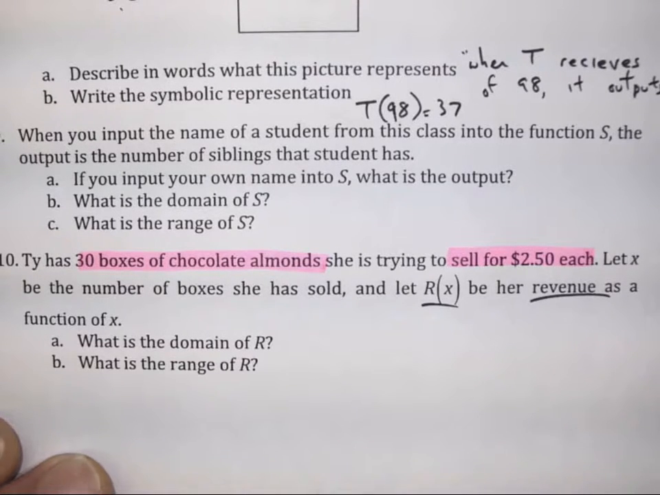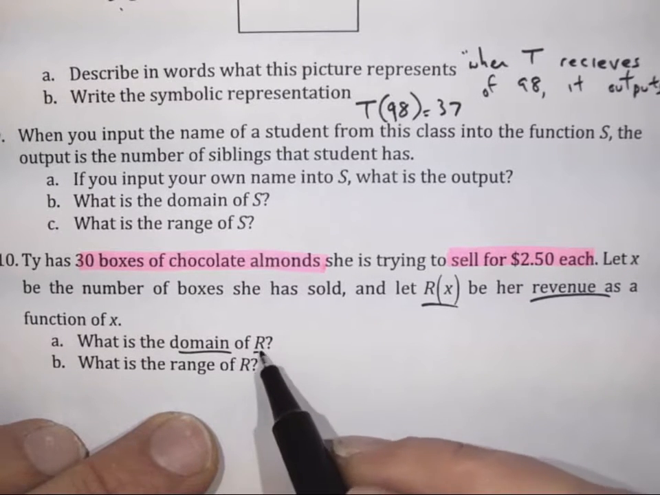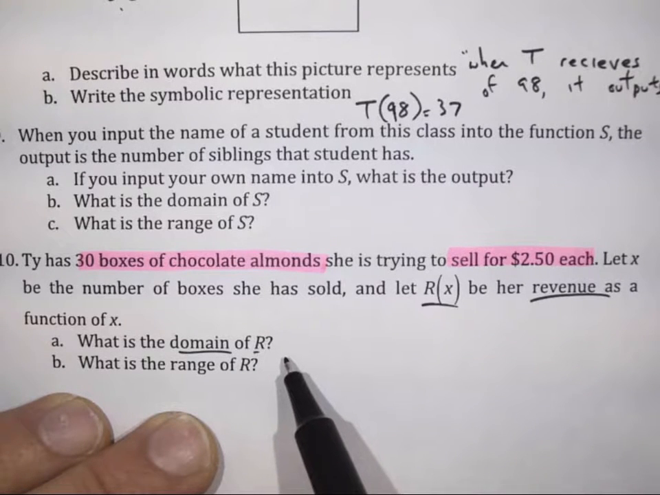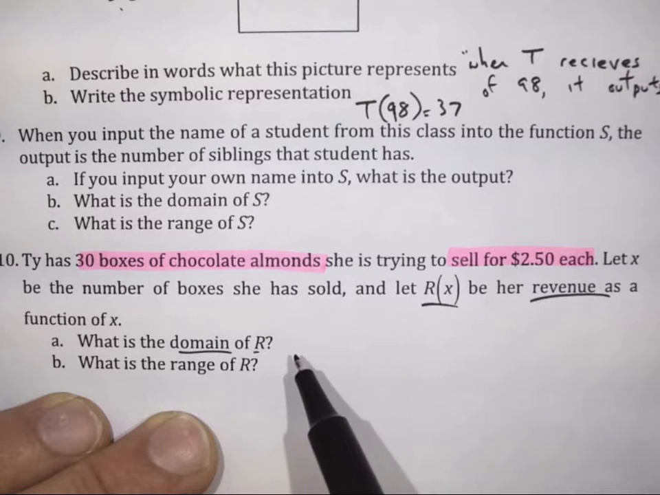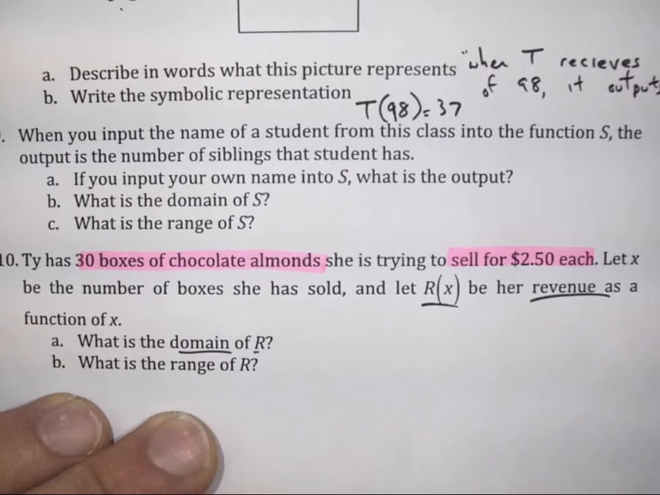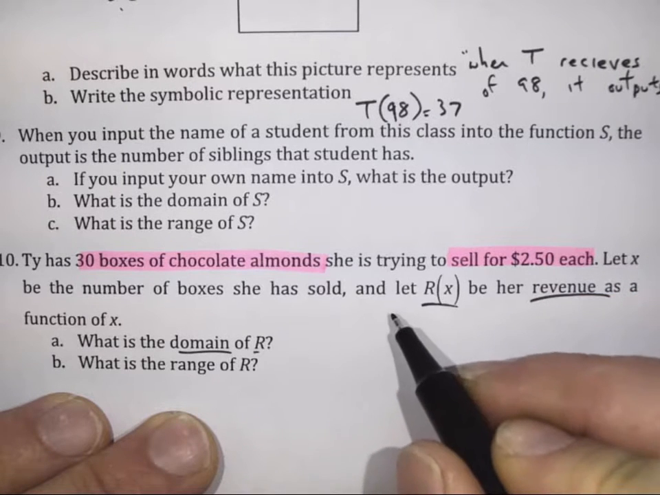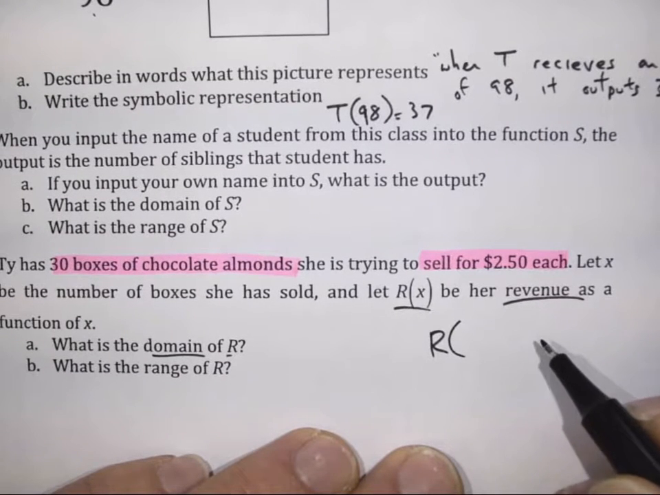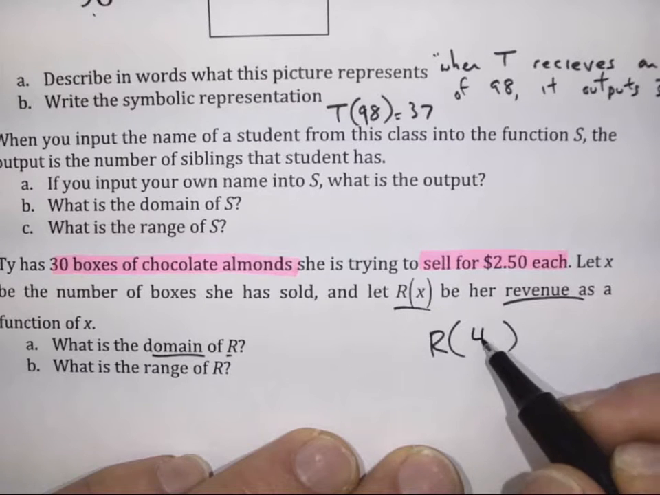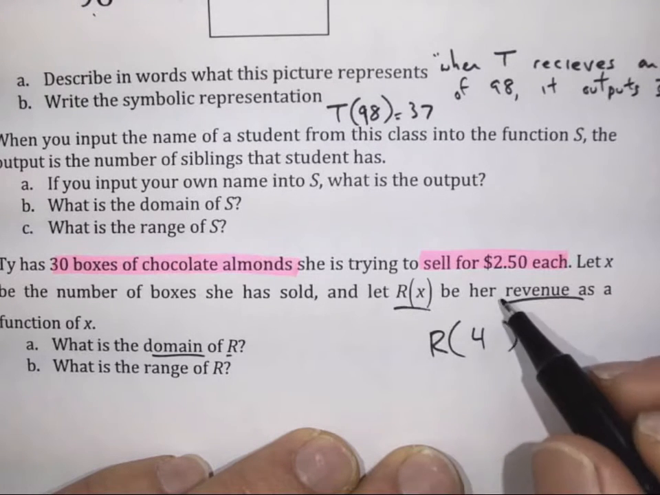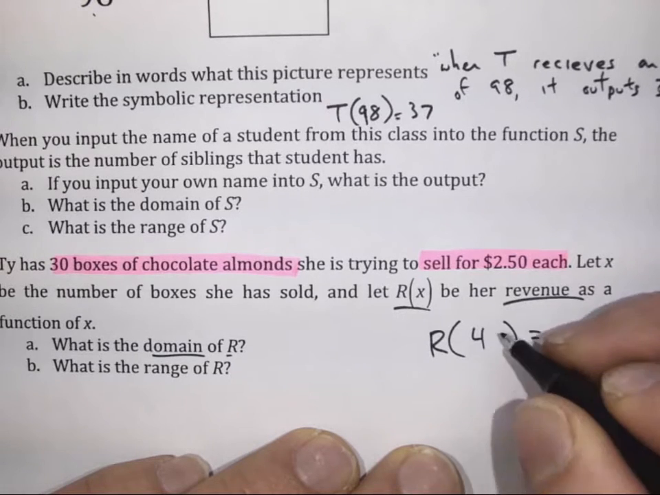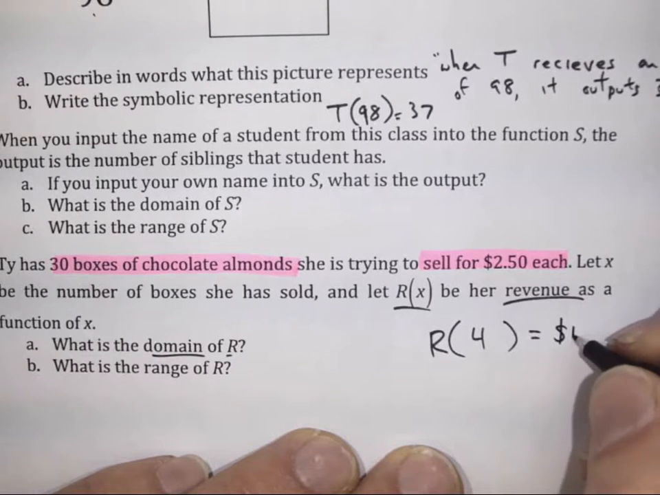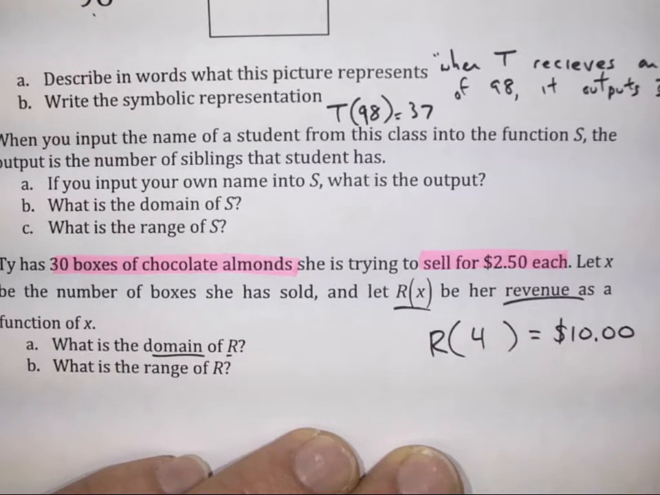Now, we're not actually asked to represent this. We're just asked, well, what's the domain of this function, R? In other words, what kind of inputs can go in? Well, it looks like she could sell 0 boxes, 1 box, 2 boxes, 3 boxes, but she couldn't sell more than 30. Now, maybe to take a second, let's think of an example here. So we've got the R function. If she sells 4 boxes, well, we know the output will tell us our revenue, how much money she makes. That's 4 times $2.50, which is $10. Okay, just so we're clear on how that works.